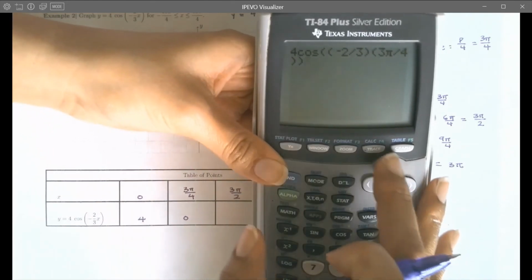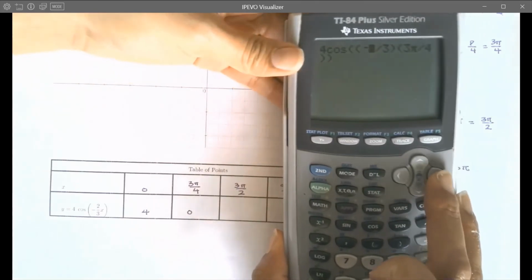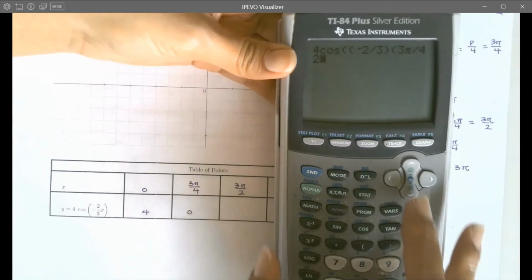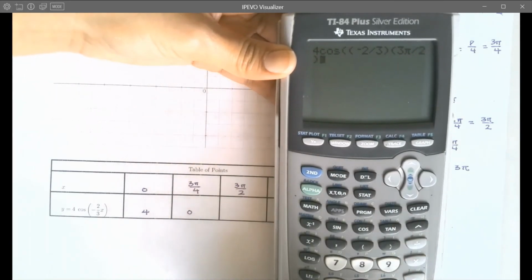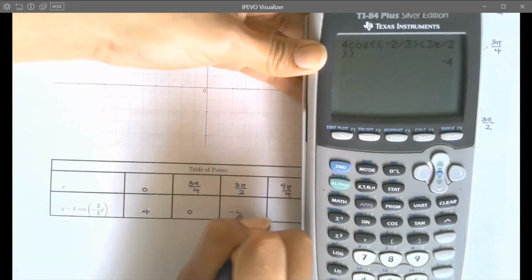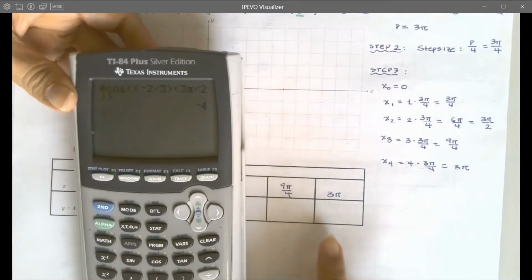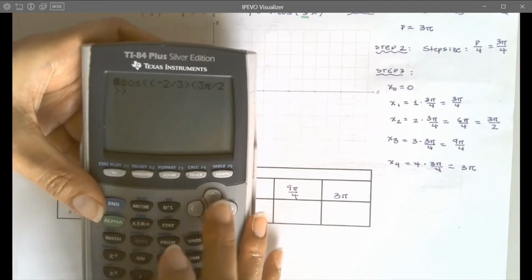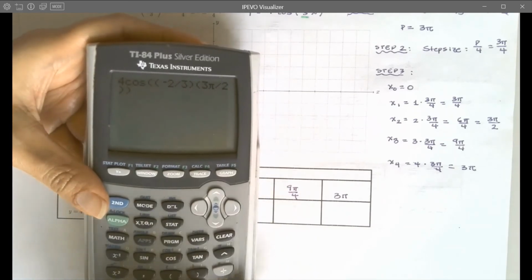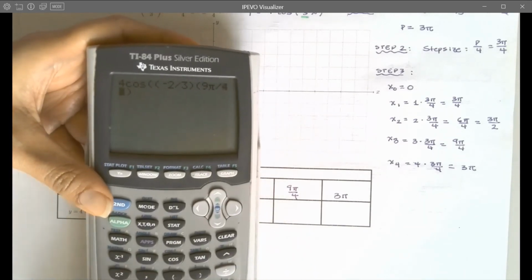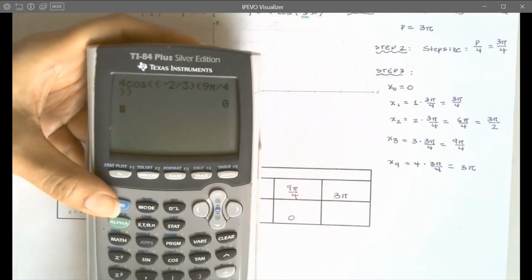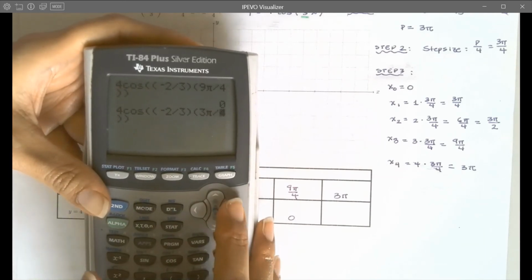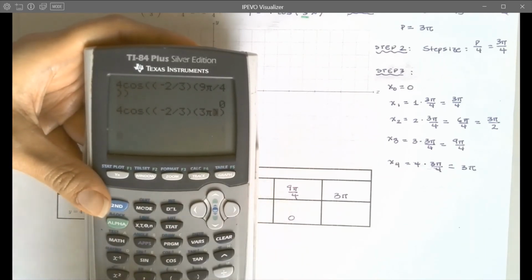Okay, repeat it. But now it's 3 pi over 2 for the next value. So instead of having 3 pi over 4, we'll have 3 pi over 2. We get negative 4. Then the next one is 9 pi over 4. So I've got 9 pi over 4. That gives us a 0. And finally, we're just going to have 3 pi. So I'll change this to 3 pi, and we get a 4.